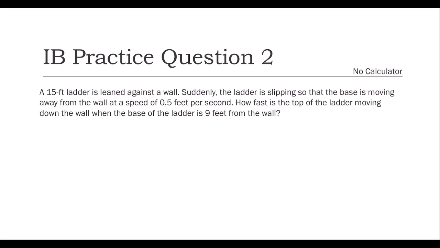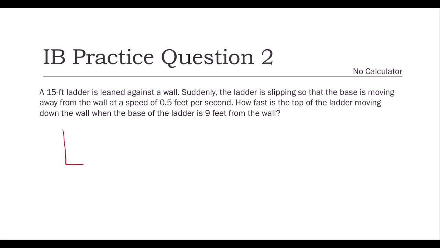Now we have our second IB practice question. It's no calculator. It says a 15-foot ladder is leaned against a wall. Suddenly, the ladder is slipping so that the base is moving away from the wall at a speed of 0.5 feet per second. How fast is the top of the ladder moving down the wall when the base of the ladder is 9 feet from the wall?